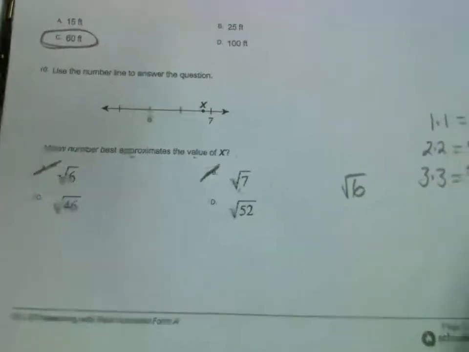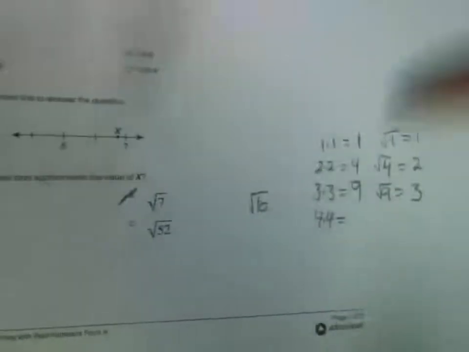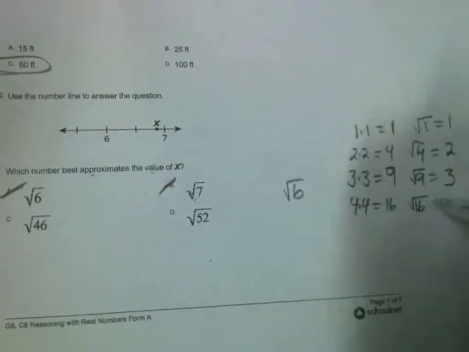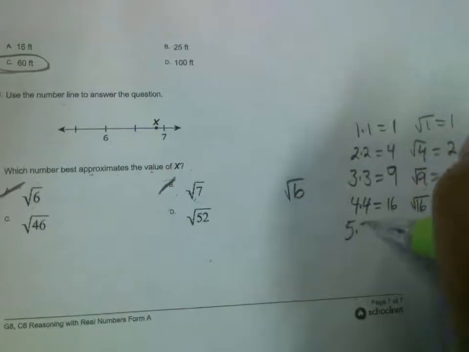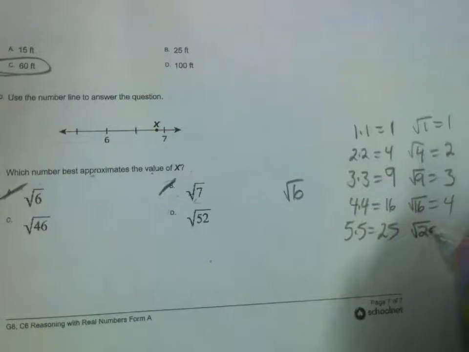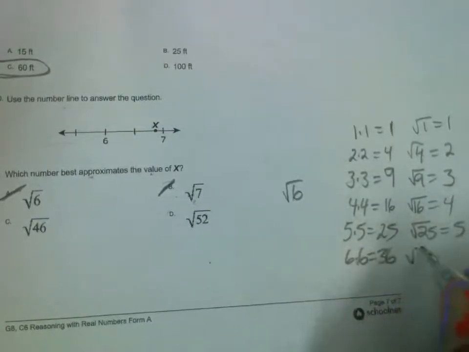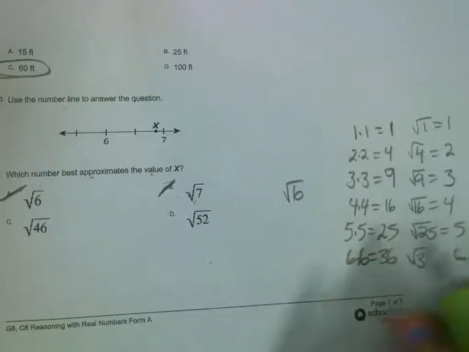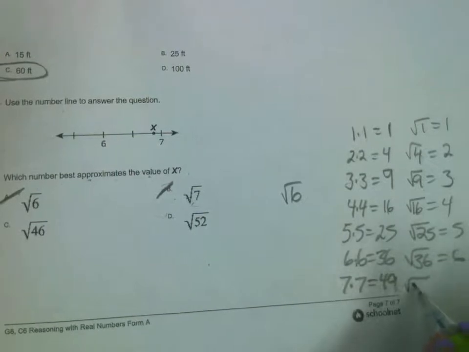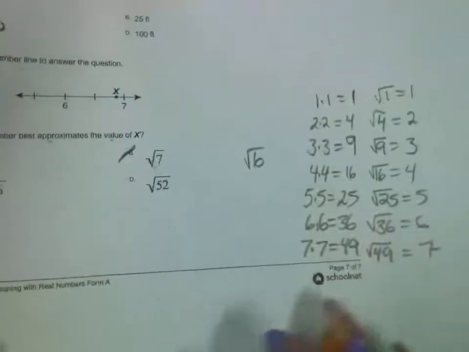So let's keep going. We got 4 times 4, which is equal to, let's slide this over, 16. So the square root of 16 is equal to 4. 5 times 5 is 25. That's why you need to know these by heart, right? The square root of 25 is 5. 6 times 6 is 36. So the square root of 36 is 6. 7 times 7 is 49. So the square root of 49 is equal to 7. Okay? All right, make sure you write these down.